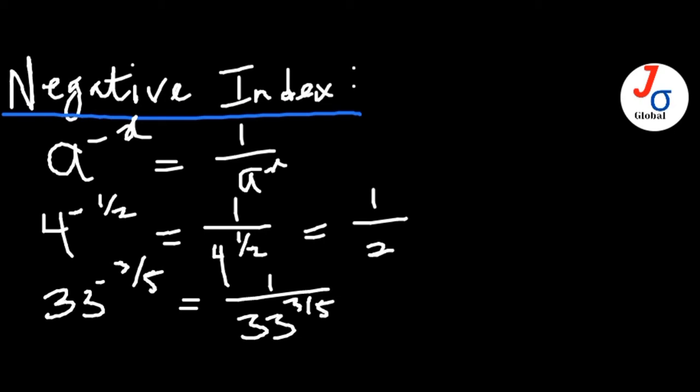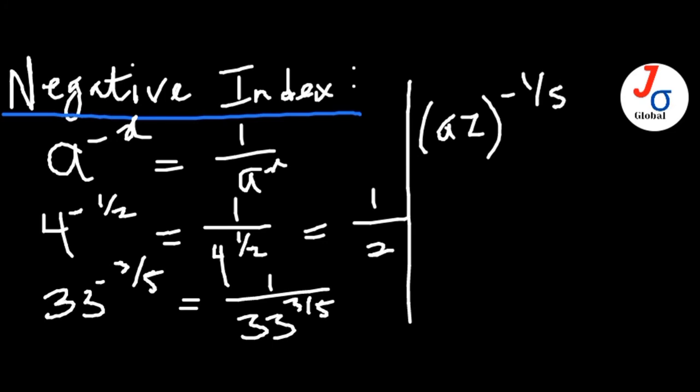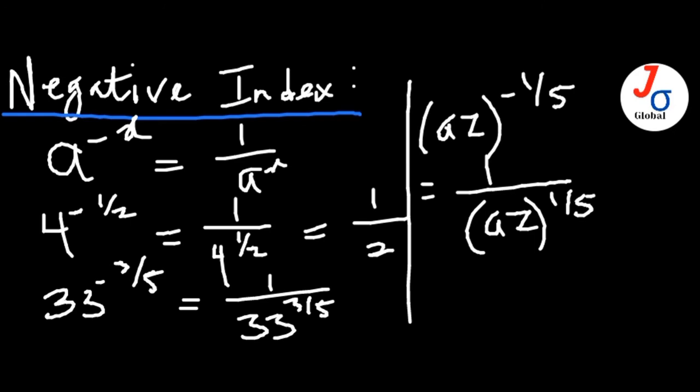Let's take another example. Let's say you have az, all raised to the power of minus 1 over 5. Now, this negative number has to become 1 over, then you have az all raised to the power of 1 over 5. So that's how the negative index law is put into practice.